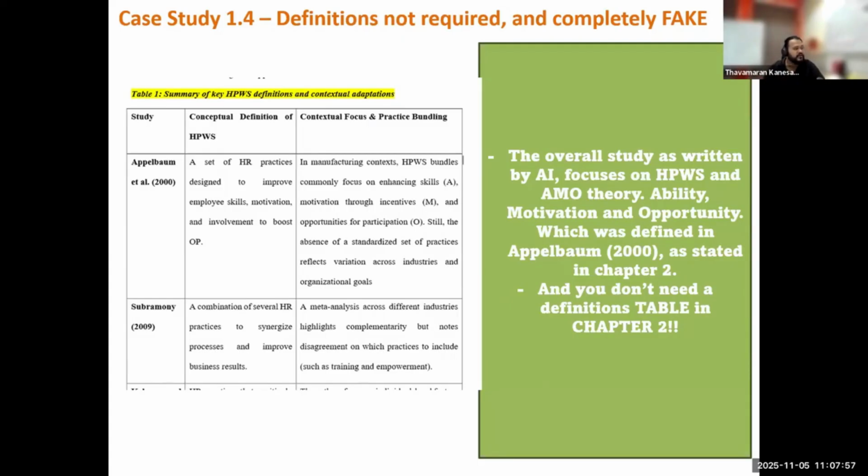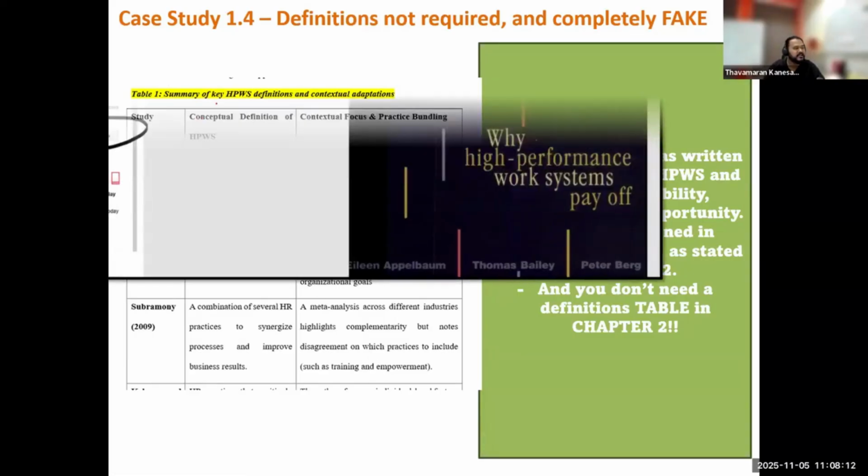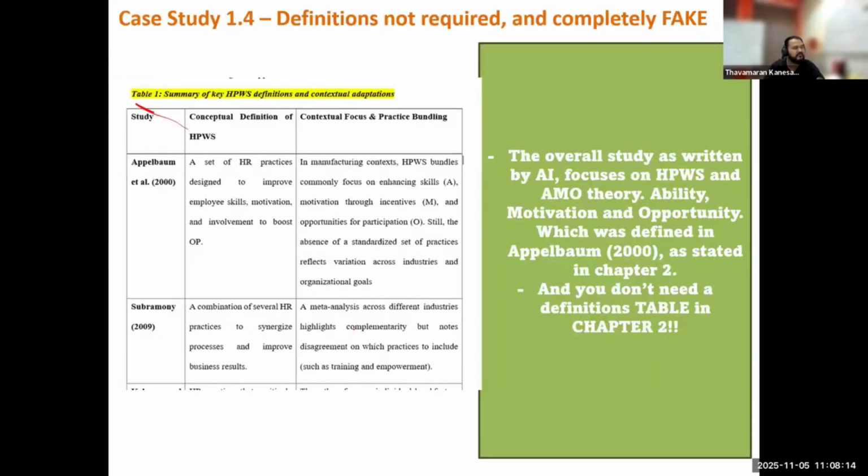All right. So now coming to case study 1.4 from the same proposal. We'll try to finish this fast. Summary of key HPWS definitions and contextual adaptations. Right. This is utter crap. You don't need this. This is not even required. Okay. But since the student already did it, never mind. Definitions like you put in a textbook, you don't need that here. Or even if you want to put it, you can put it in chapter 1, but not in chapter 2. But nonetheless, that's a different story.